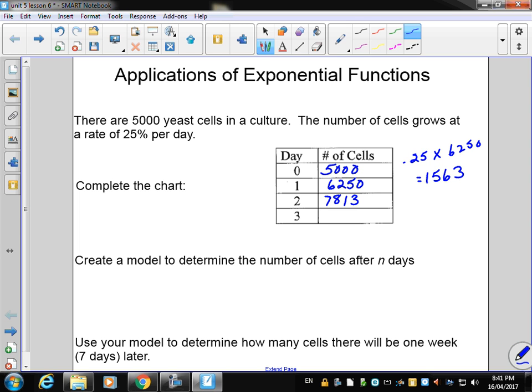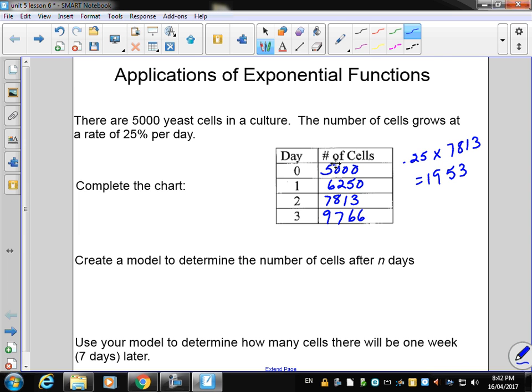The day after that, I'm going to multiply 7,813 by 25% and grow again. Gets me 1,953.25, but I don't think you can have a quarter of a yeast cell. So I'm going to add this number to 7,813, and I now have 9,766 yeast cells in only a couple of days. I have almost doubled.